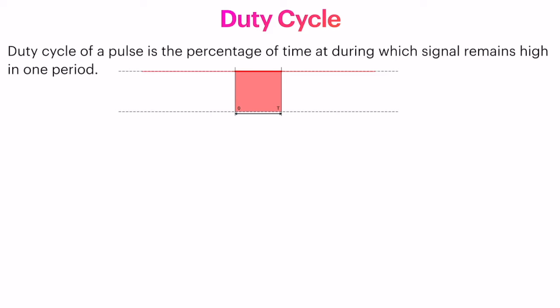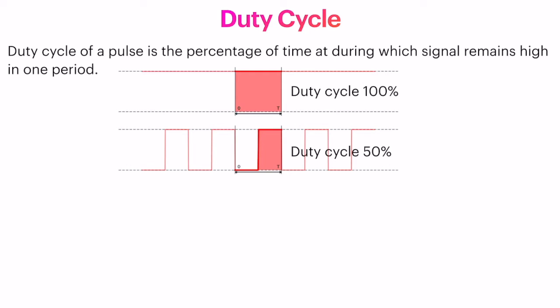The lower state here is 0 and the upper state is 1, and the signal always remains 1. It's like a DC offset value, and such a thing has a duty cycle of 100%. It is always high, and if you connect it to an LED, it is always going to glow. There is no flicker, there is no period, because it's all high.